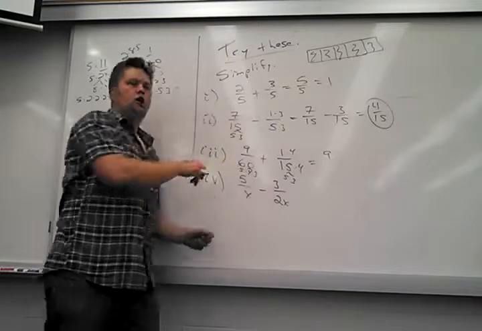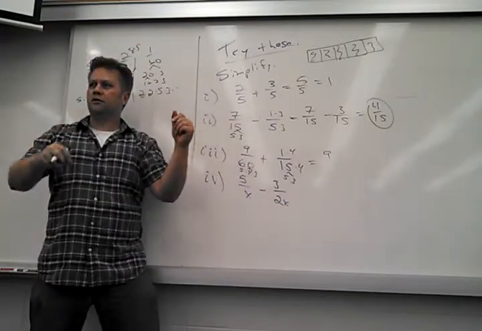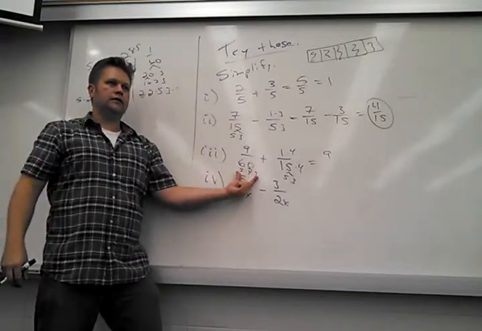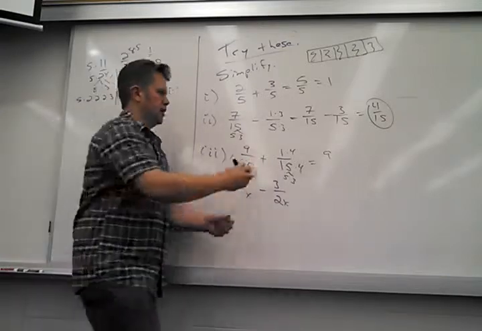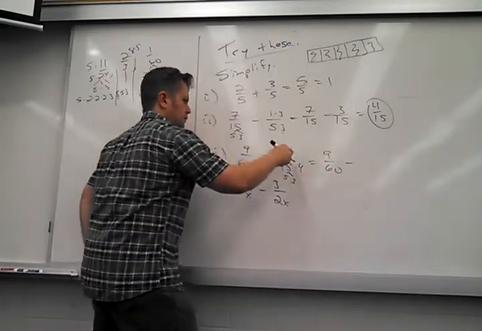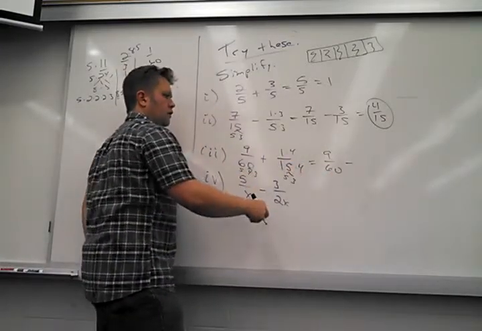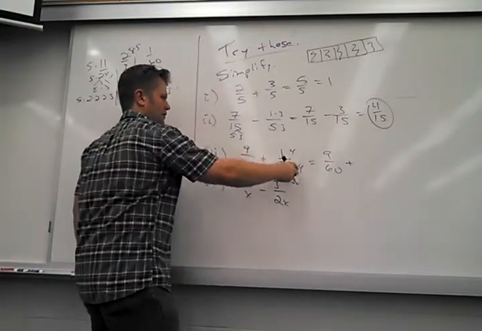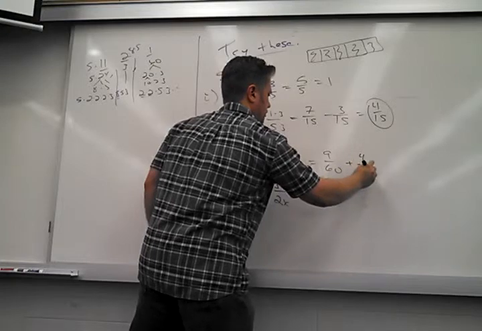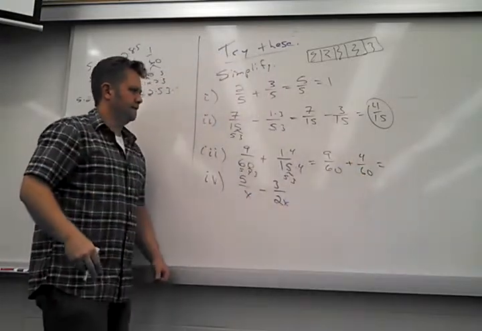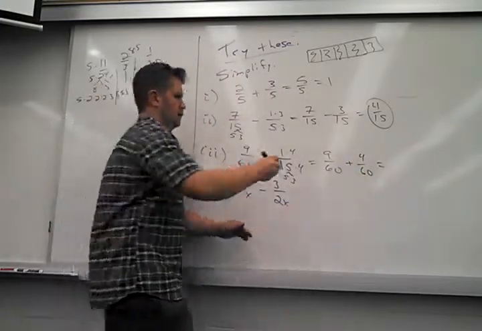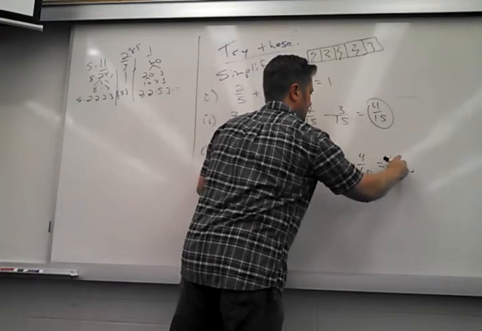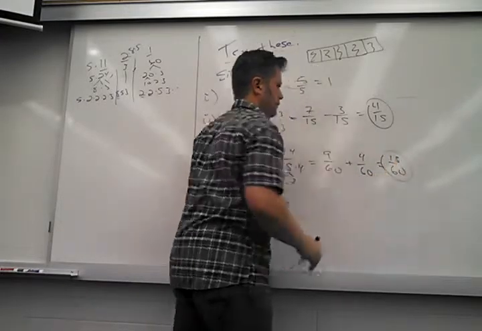So if you multiply by 4, you can leave this guy alone. You do not have to always change both of them. He's already got everything. He doesn't need anything. He's going to stay the same. 9/60 plus 4/60. 13, yeah. 13/60. Thank you.